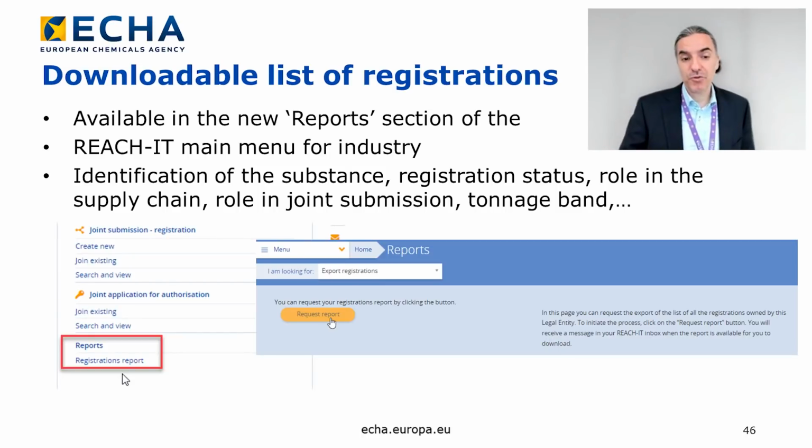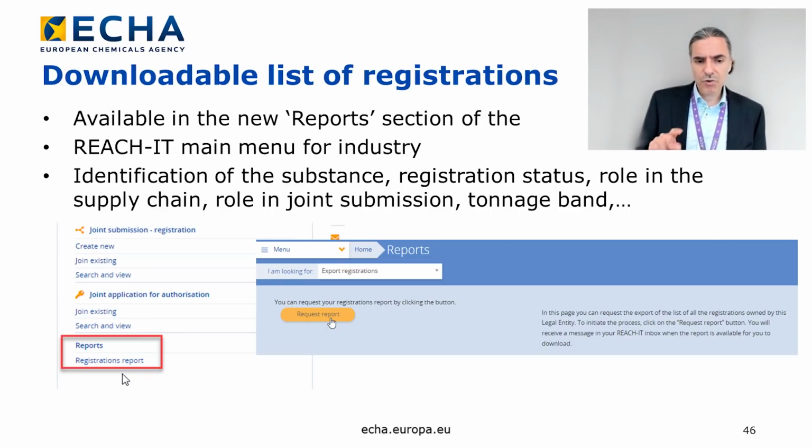The downloadable list of registrations: in the main menu, we have a new section called Reports. There you can get a report with the list of registrations that you have. You will see the registration status and the role you have in the supply chain, as submitted in the dossier in Euclid. You can see if there are inconsistencies, if you have declared wrongly for some registrations. Then the role in the joint submission, tonnage band, and some other information. Just go there and click, and it will take some time for the report to be produced. You will get a message in ReachIT when the report is ready.